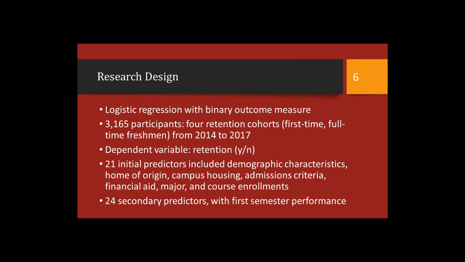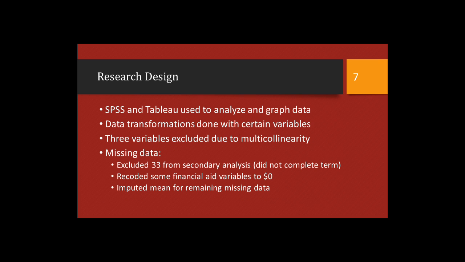21 predictors were added to the first model, and then 24 predictors were added in the second model. So all of the same predictors from the first one were in the second model, and then 3 measures of academic performance in the first semester were added to the second logistic regression. The project was analyzed using SPSS, and Tableau was used to graph the data.